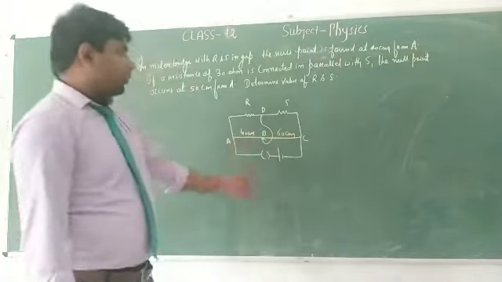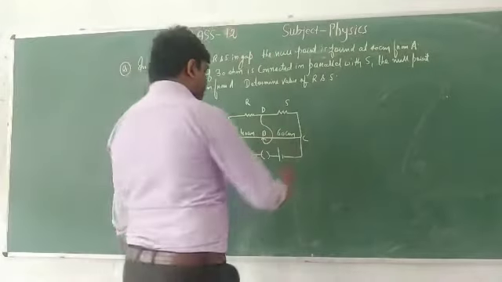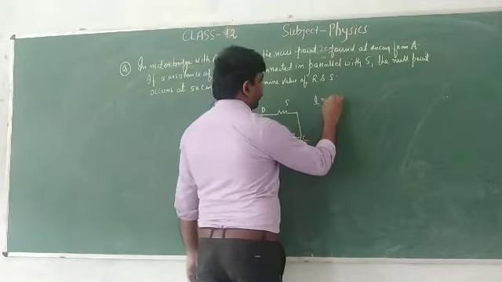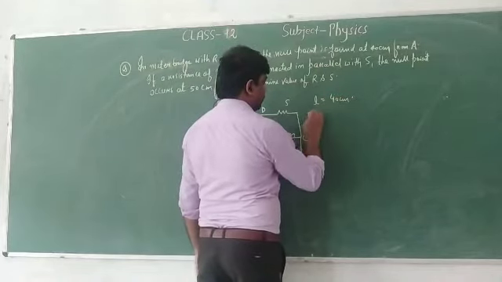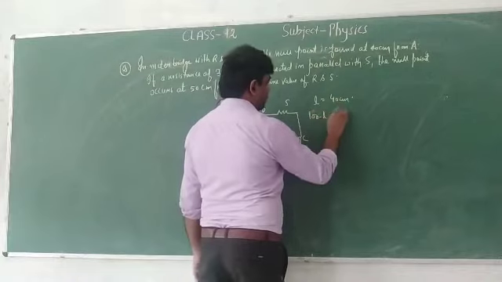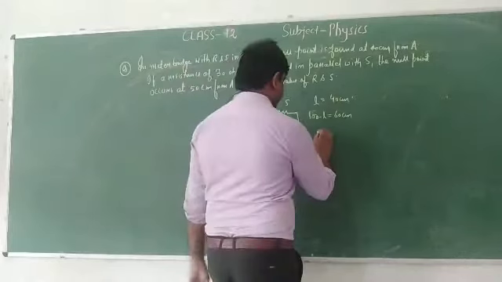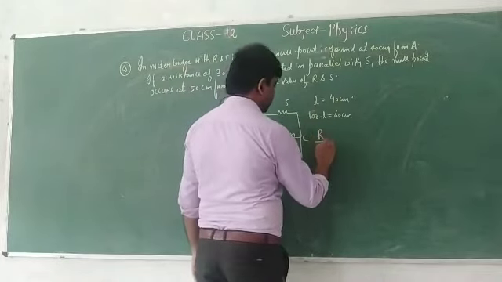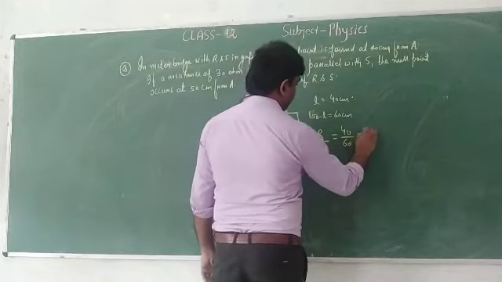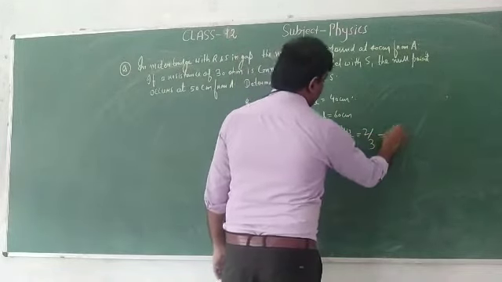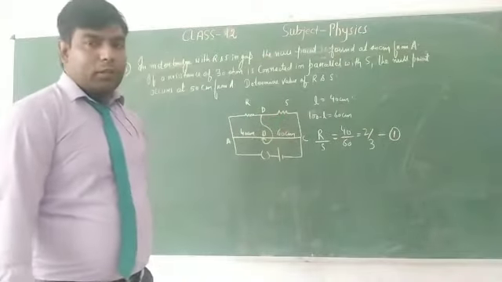See, that is 40 cm from A, that is L is equal to 40 cm and 100 minus L is equal to 60. Right, so according to the first statement we can get R by S equal to 2 by 3.